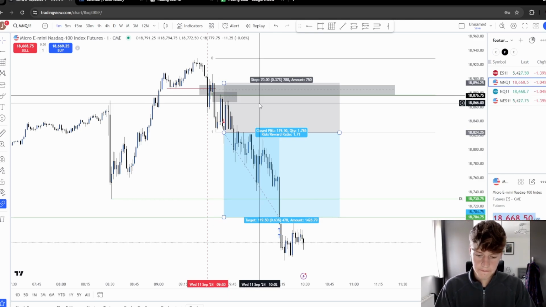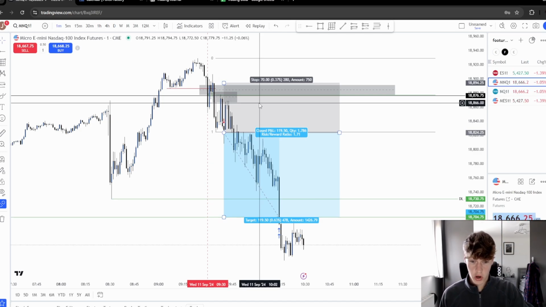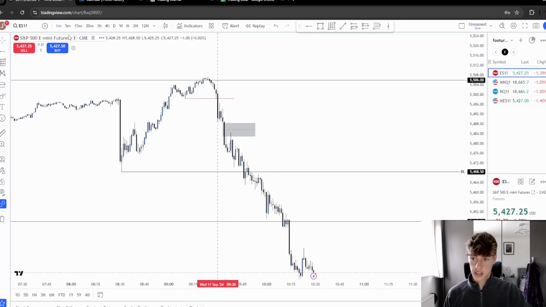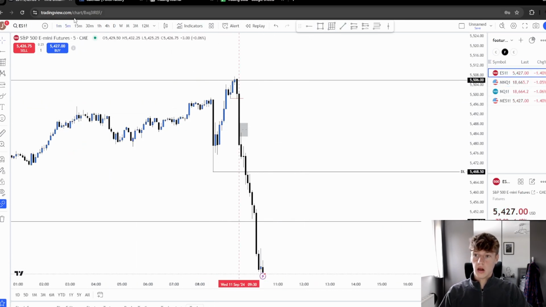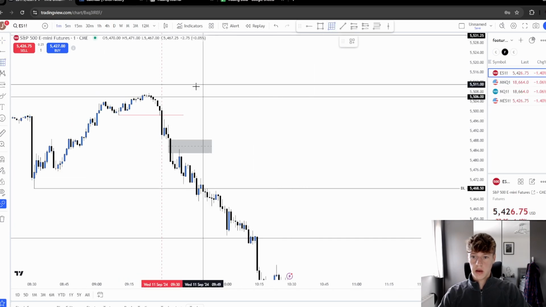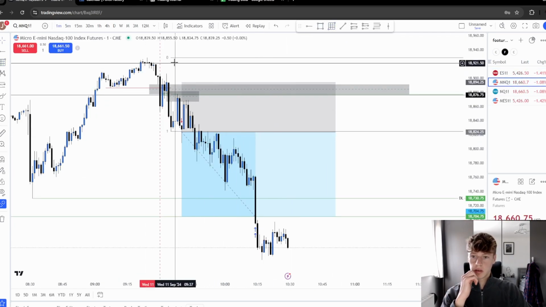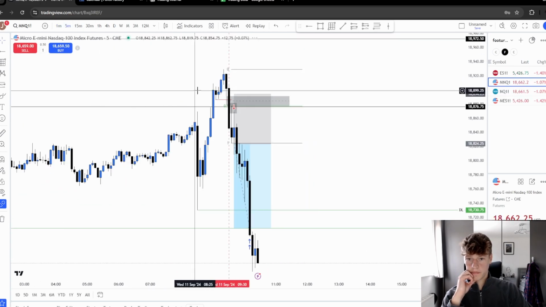And yeah, happy with the day. We were an observer and we reacted to what price was telling us. The trade was very obvious because ES was doing similar with this imbalance giving a reaction. It was just a lot lower down. So super happy with the trade.